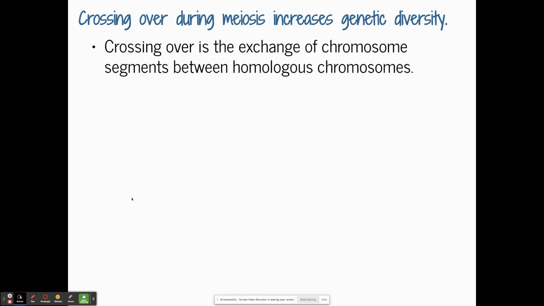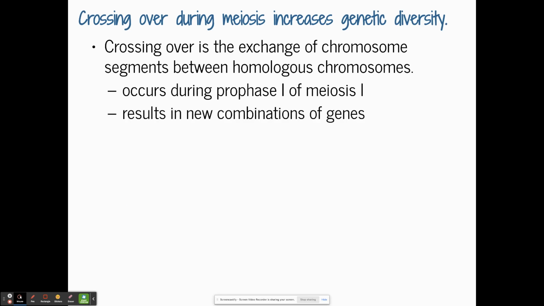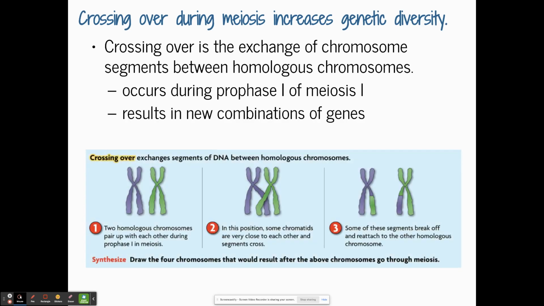All right, crossing over during meiosis increases genetic diversity. You need to know this. Crossing over is the exchange of chromosome segments between homologous chromosomes. It occurs during prophase 1 of meiosis 1, and it results in a new combination of genes.